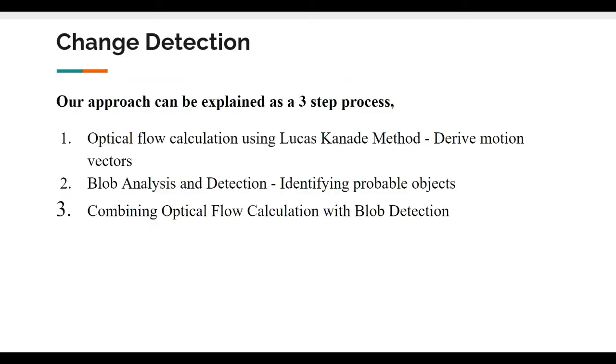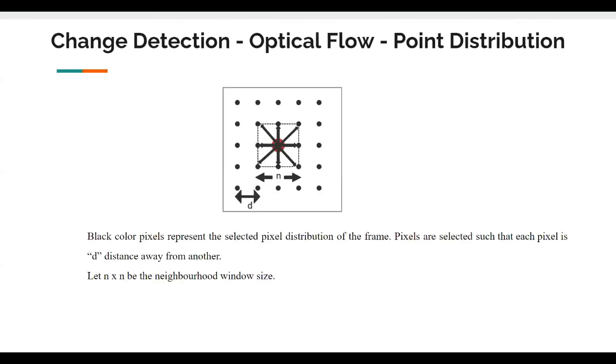And finally, the final step of our approach is change detection. It consists of 3 steps. First, the optical flow calculation using the Lucas-Kanade method, then blob analysis, then the combination of the first 2 steps. Before going to our algorithm, let me explain the approach we took. So assume this square is an image frame, and we define a point distribution for each image frame. These black pixels denote this pixel distribution. And for each pixel in the frame, we define an n by n neighborhood. Here you can see a 3 by 3 neighborhood for this red pixel.